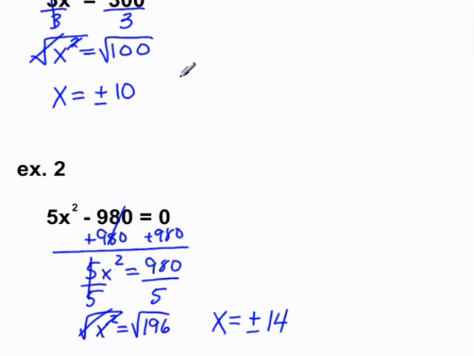And what these numbers are telling me, our first one for example 1 and our answer for example 2, is telling me where on the graph, if I were to graph these equations, I would see the parabola intersect the x-axis. So for example 2, we would see our parabola intersect the x-axis at positive 14 and at negative 14.